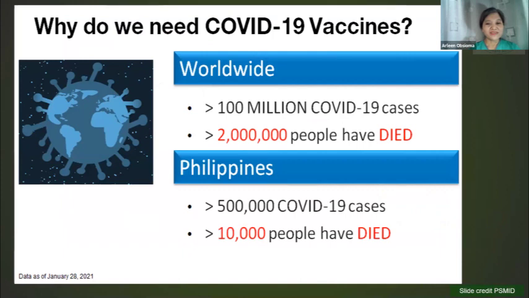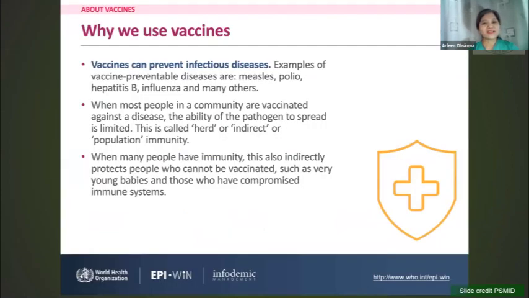So we have mentioned earlier, why do we need vaccines? Because there are a lot of individuals infected already, and we have already had a lot of people dying from the disease. So we really need to stop this infection and this pandemic. And that is mainly through the administration of vaccines. Vaccines can prevent infectious diseases. Examples of vaccine preventable diseases are measles, polio, hepatitis, influenza. We have all these vaccines, and probably many of us have had these immunizations already.